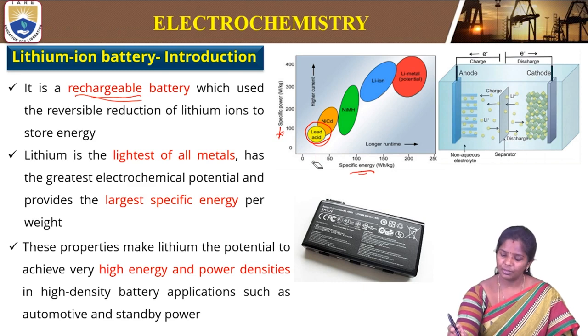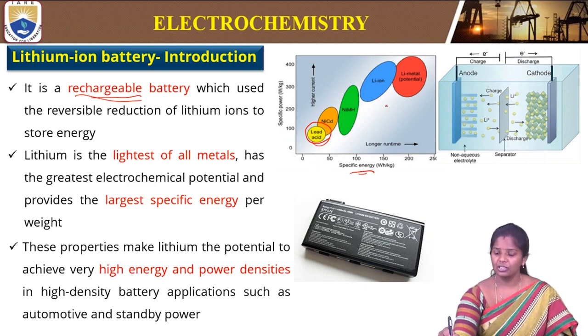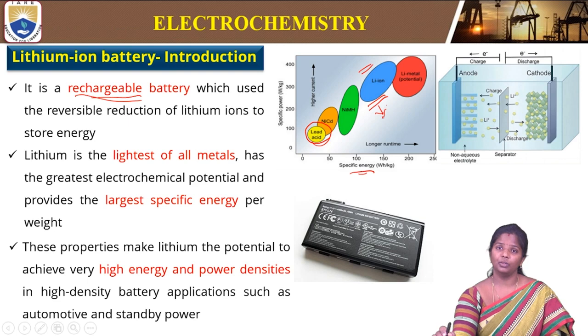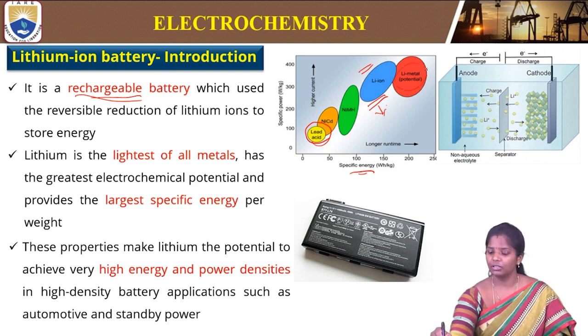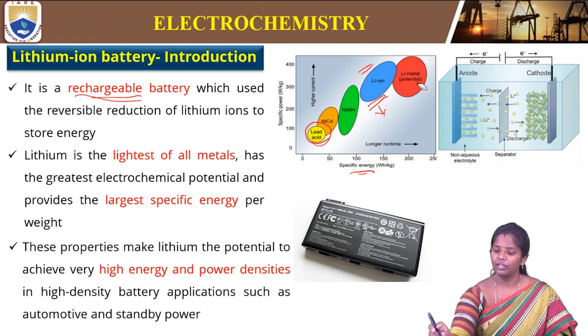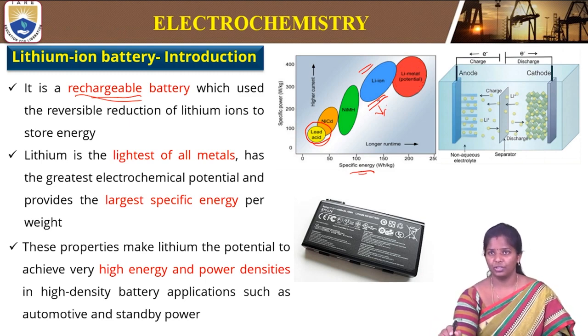And we always prefer to work with better specific energy that can deliver high power. So that is why the lithium ion came into existence. And why are we not considering the lithium metal? Because it is highly reactive, so only lithium ions are taken for the applications. So we will see in detail how and why lithium ion and lithium metal are considered.